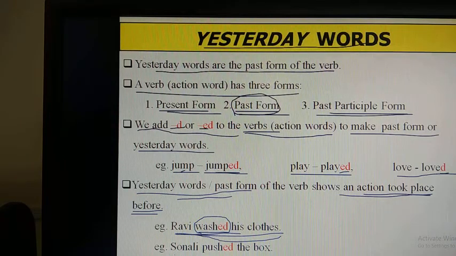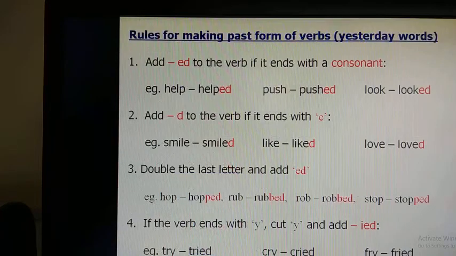Next sentence. Sonali pushed the box. The action of pushing the box is already completed. The ed is added in the verb push. This shows this is the past form of the verb push, and therefore the meaning of the sentence is Sonali has already completed the work, completed the action of pushing. Let us go to the next slide.